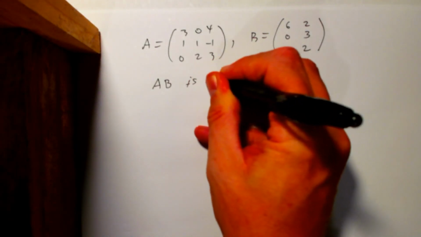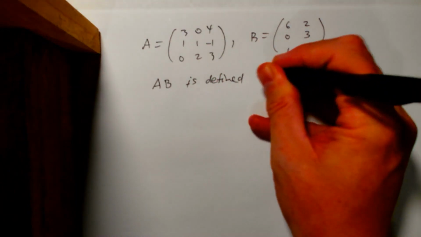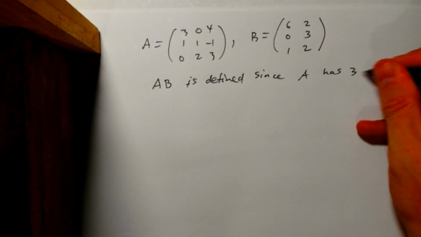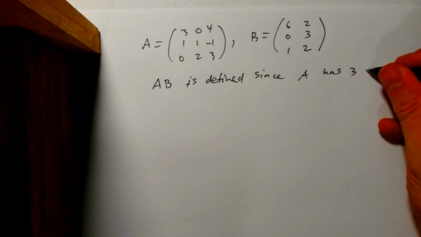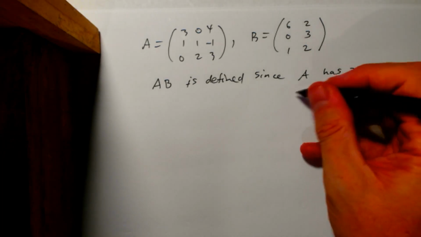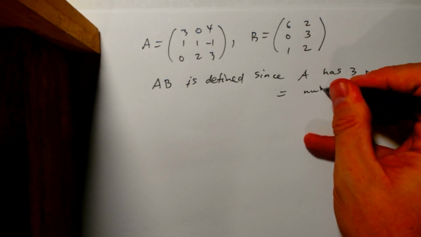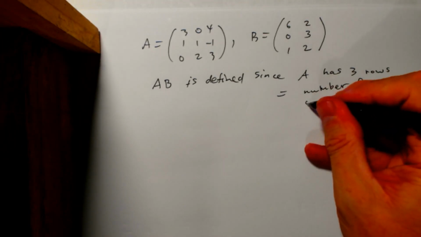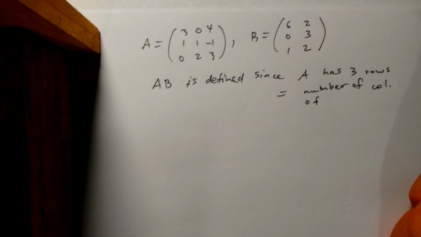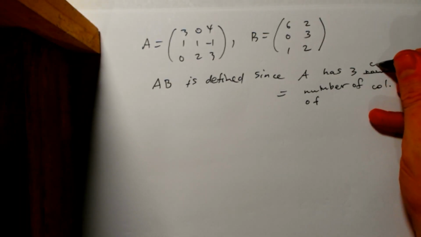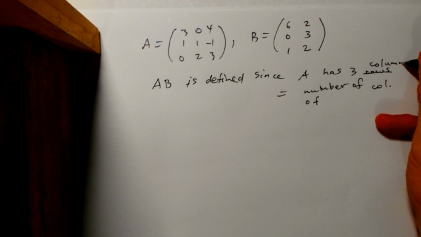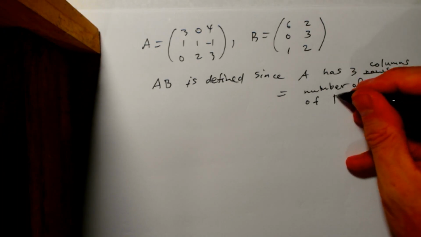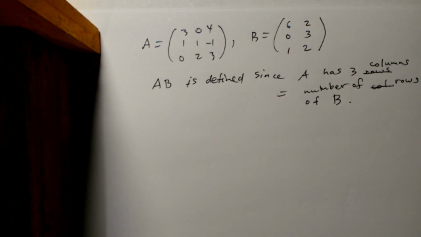So AB is defined since A has 3 columns, which agrees with the number of rows of B. No, it's the other way around, isn't it? So A has 3 columns, which agrees with the number of rows of B. There we go. Okay, so the product is defined.